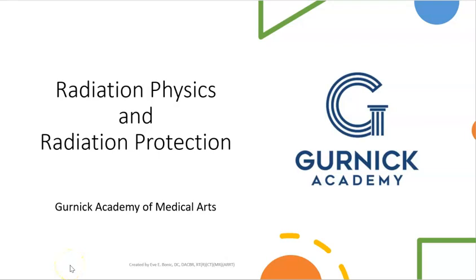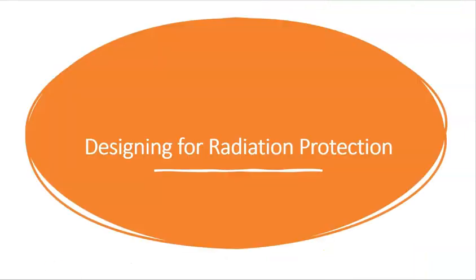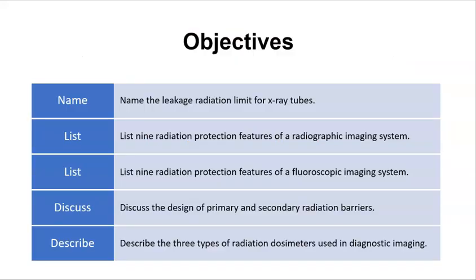Okay, here is a lecture for radiation biology, and we are going to be lecturing on the design for radiation protection. Some of the objectives that we have is name the leakage radiation limits for X-ray tubes, list the 9 radiation protection features of radiographic imaging systems, list the 9 radiation protection features for fluoro, and discuss the design of primary and secondary radiation barriers and describe the 3 types of radiation dosimeters used in diagnostic imaging.